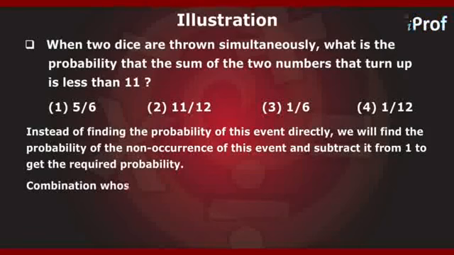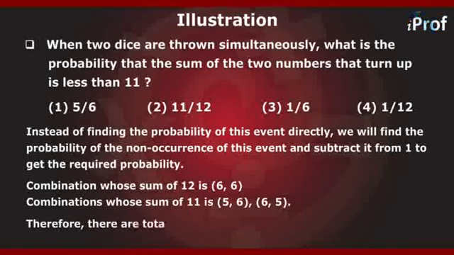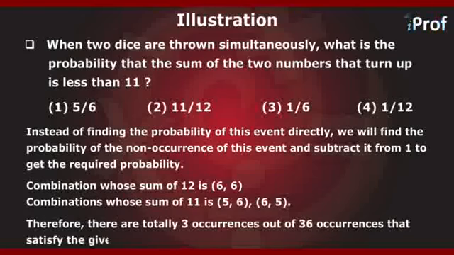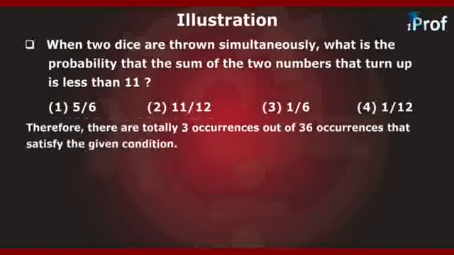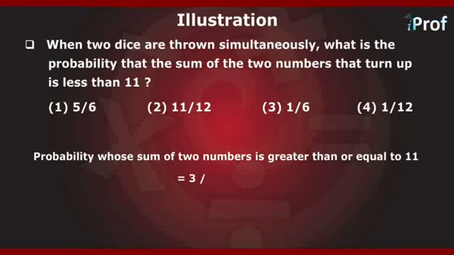The combination whose sum is 12 is 6, 6. The combinations whose sum is 11 are 5, 6 and 6, 5. Therefore, there are a total of 3 occurrences out of 36 that satisfy the given condition. The probability that the sum of the 2 numbers is greater than or equal to 11 is equal to 3 by 36, which is equal to 1 by 12.